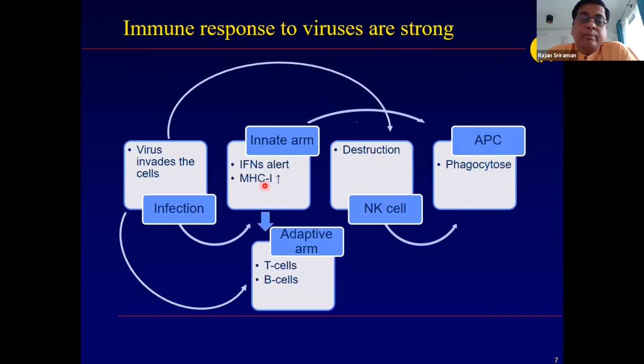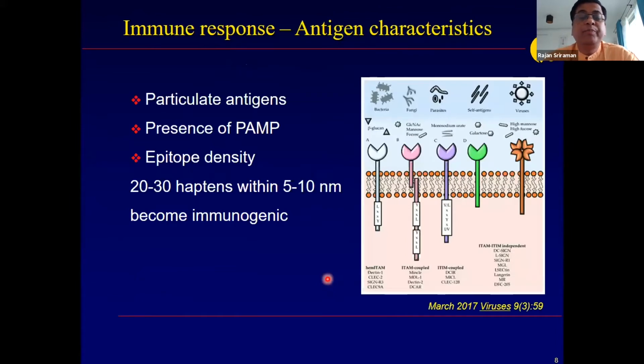In the adaptive arm, because MHC1 is upregulated, T cells get involved, and if not, there are some B cells that can directly interact with viruses and present antigen to T cells using MHC class 2 presentation. That's all textbook basic. What is important is the immune response is also dependent on the antigen characteristics.